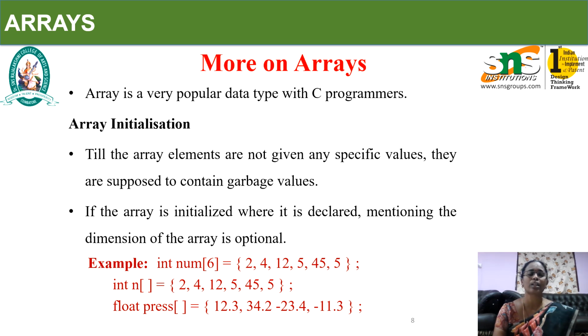int is a data type, and 6 is the size of the array num. So all the 6 values I am going to give during the declaration itself, which should be in curly braces. If I am not specifying the size of the array, any number of elements can be represented. In the second example, it was given with an int n of.